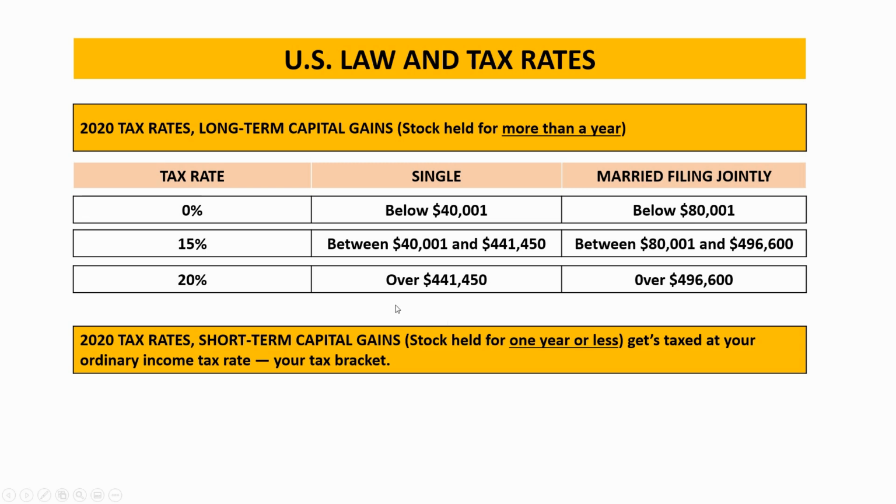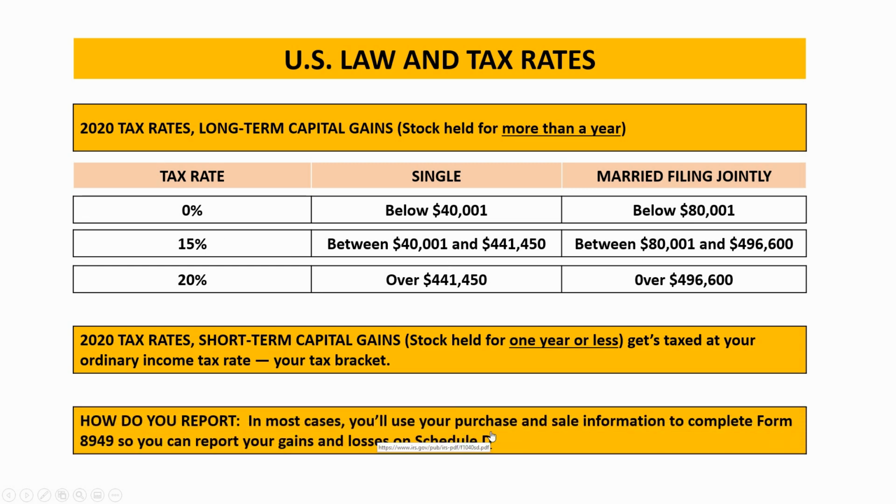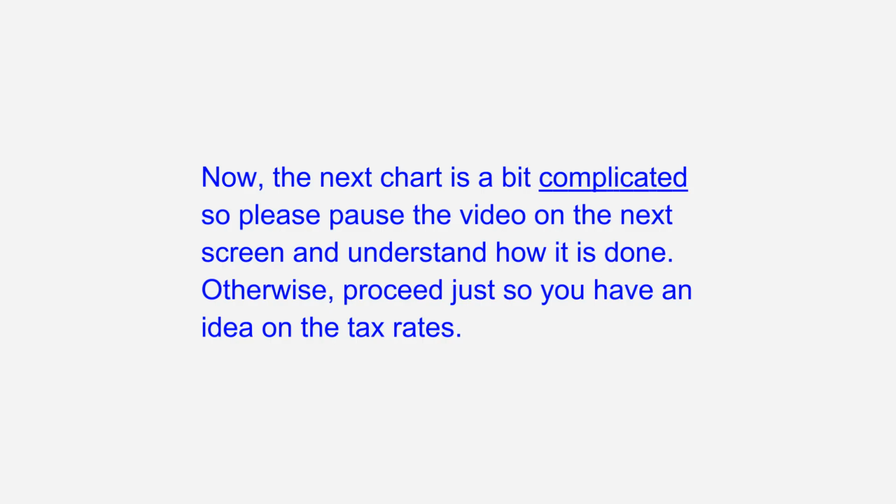Now, if you're a long-term investor, you get a break. If you invested a certain amount and left it there for 5, 10 years, it can grow to some humongous amount and they will only tax you at 15%. Now, how do you report this? In most cases, you'll use the purchase and sale information to complete Form 8949 so you can report your gains and losses on Schedule D.